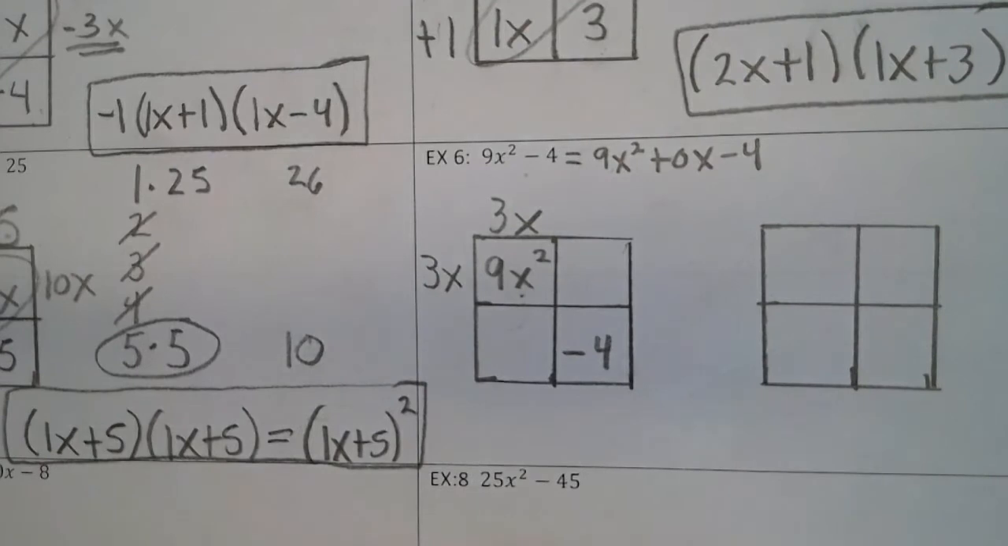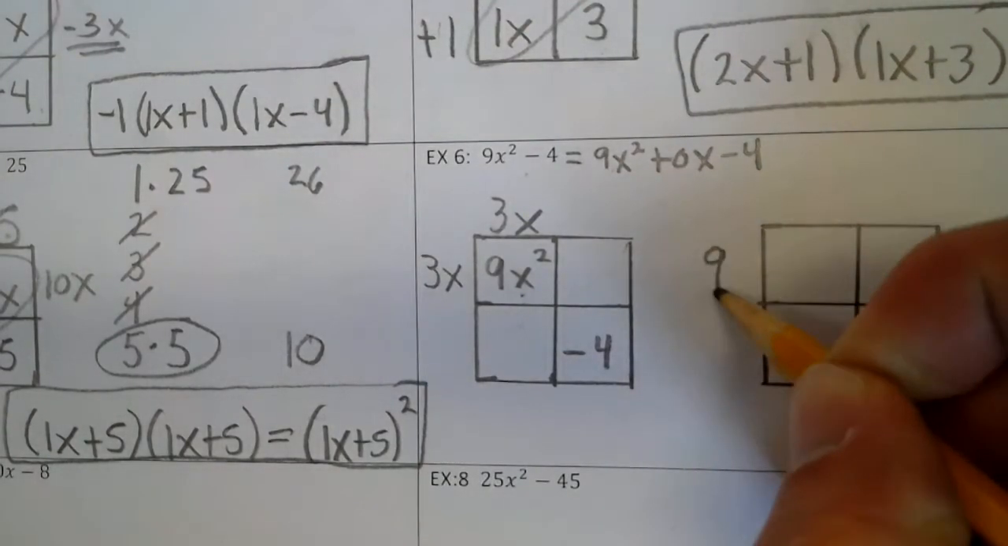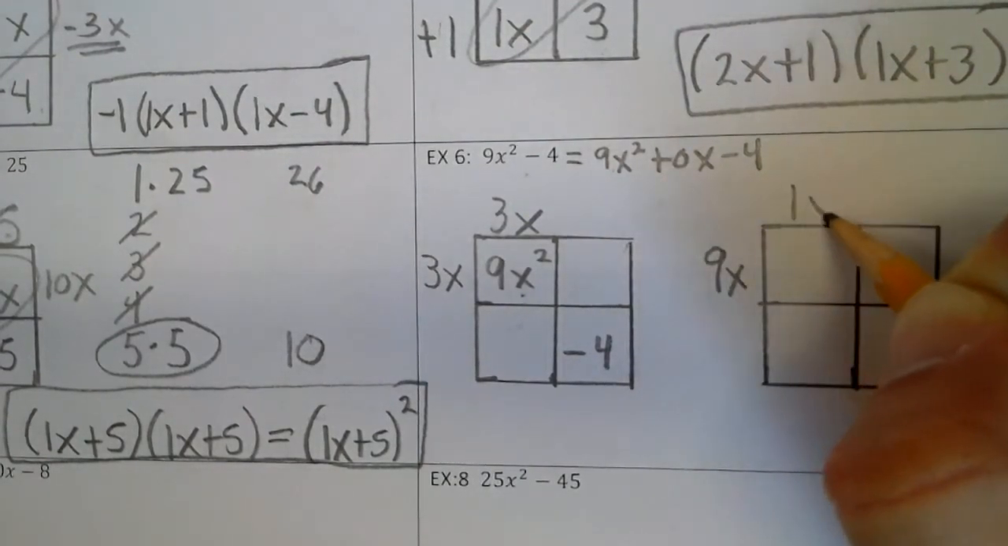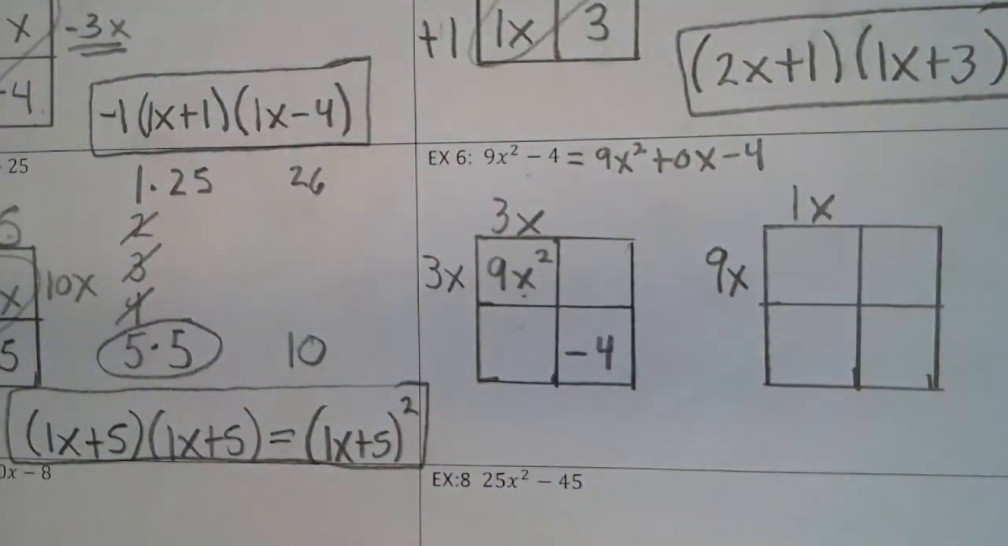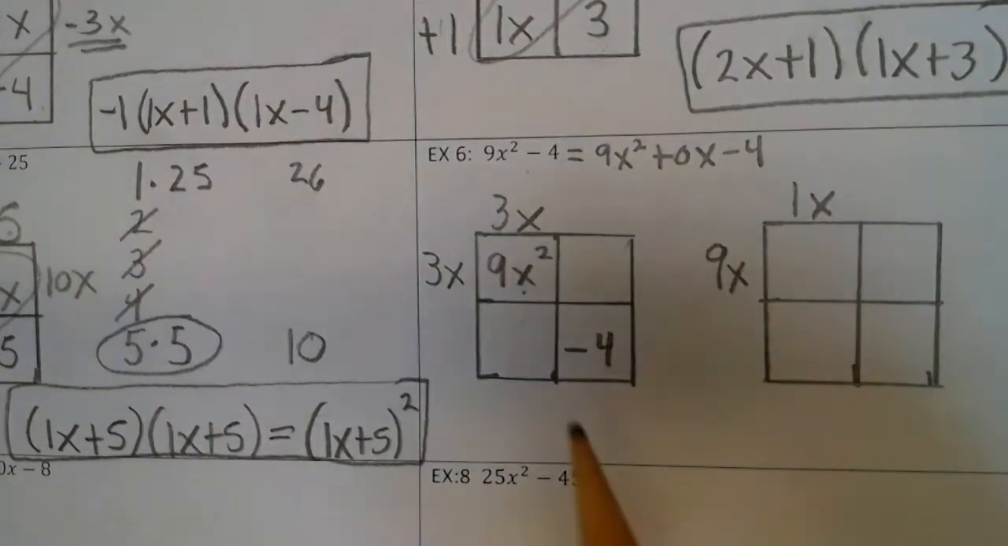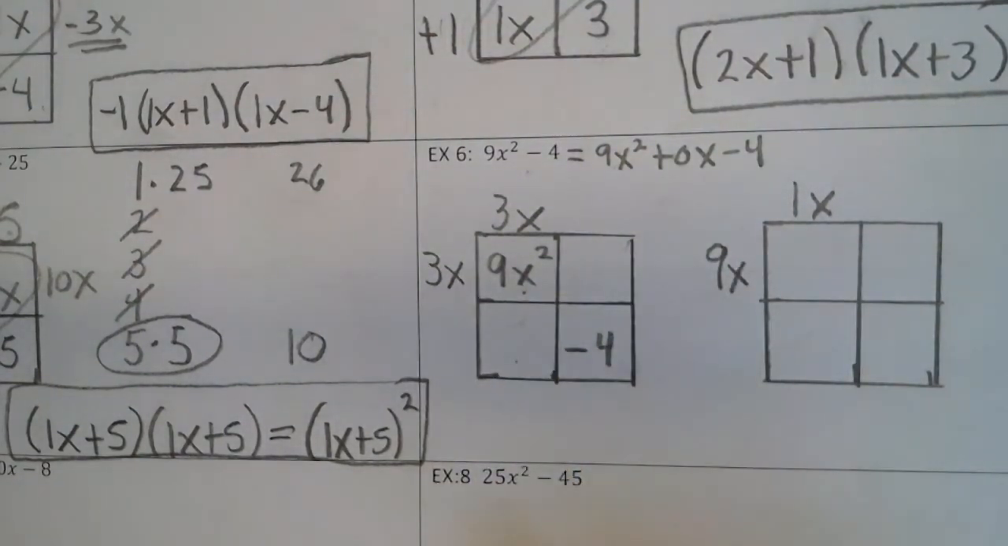Challenges are fun. And the reason why this is difficult is because 9x and 1x also give you 9x squared. So you have to try both box methods until you get one or realize it's not factorable. But let's start with this one. Okay, so we need to find all the combinations that make -4.